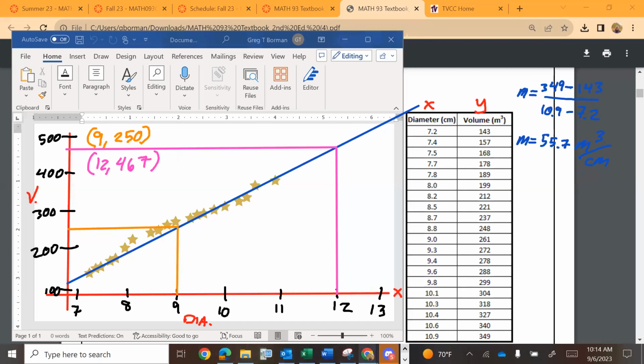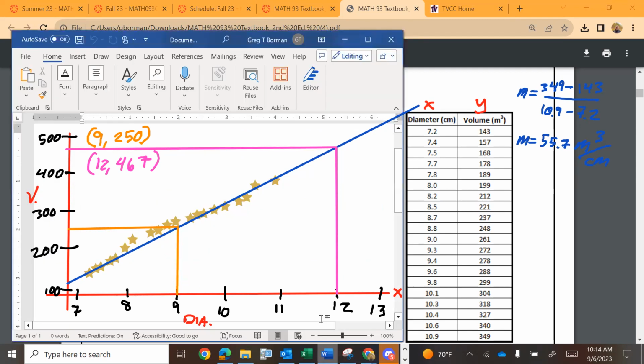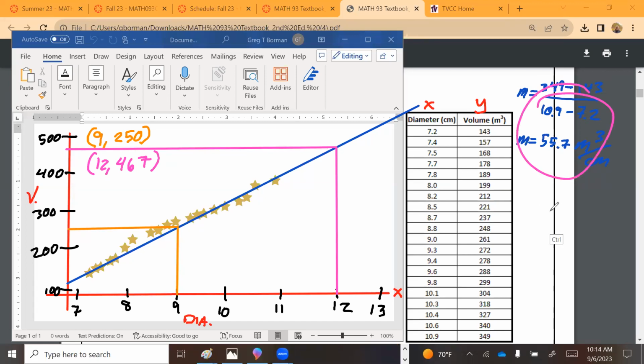Now, what was the task? Choose 2 representative points and find their slope. Explain the meaning of the slope in context. Okay, got it. Just like I did back here with the slope, I'm going to do that for these 2 right here. We would expect the slope from these 2 to be close to the slope we got before, but not exact. If it's exactly the same, that's kind of fishy, because there's a lot of variation in diameter, volume, and all that.